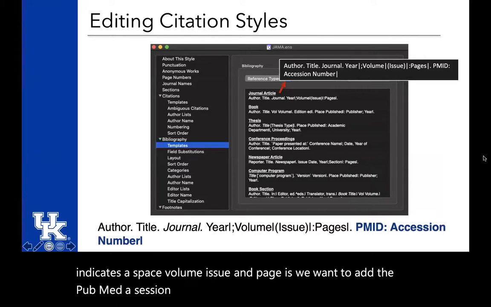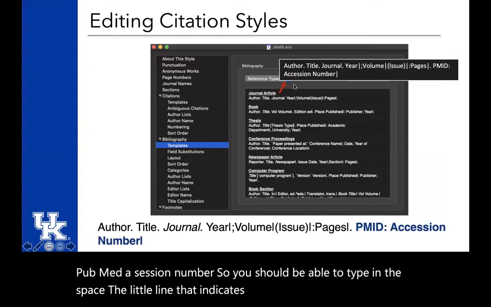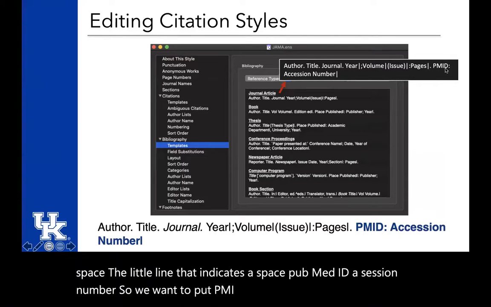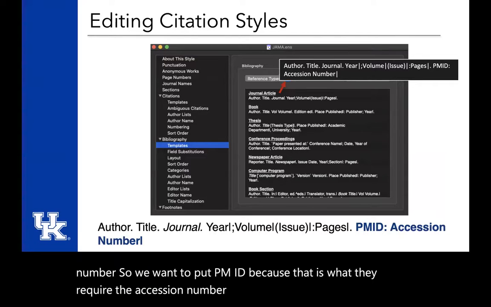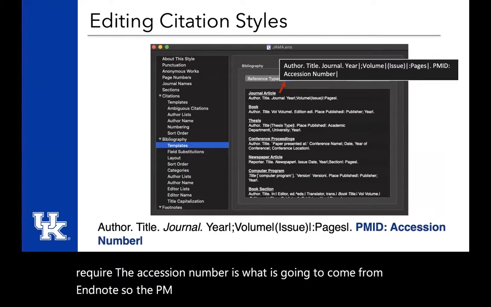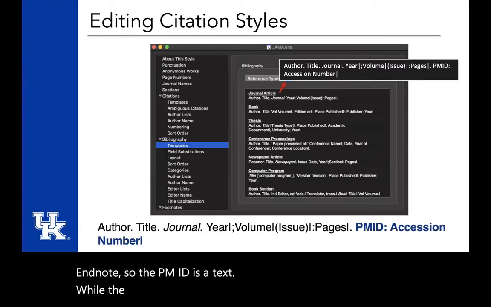So you should be able to type in there the little line that indicates a space, PubMed ID, accession number. So we want to put PMID because that is what they require. The accession number is what is going to come from EndNote. So the PMID is a text, while the accession number is telling EndNote that I want it to come from the field accession number.